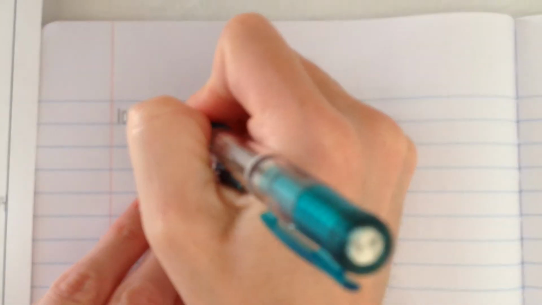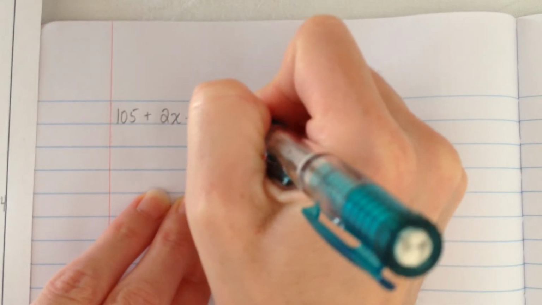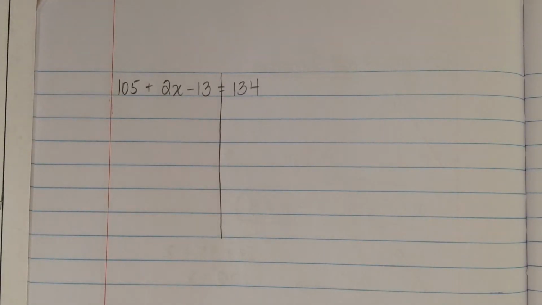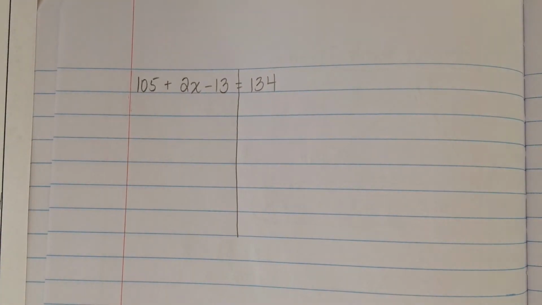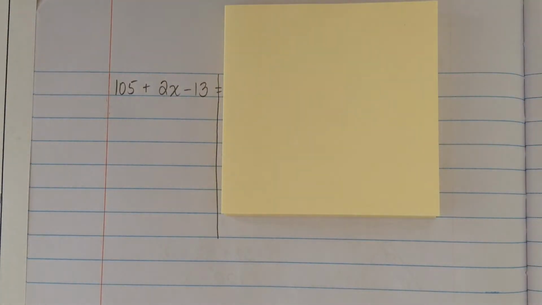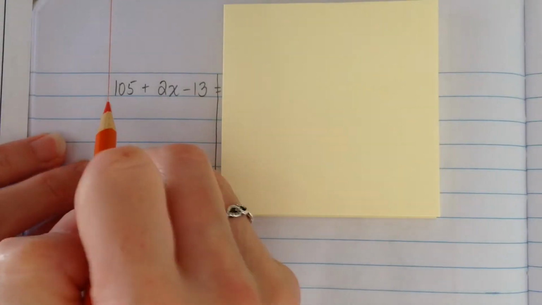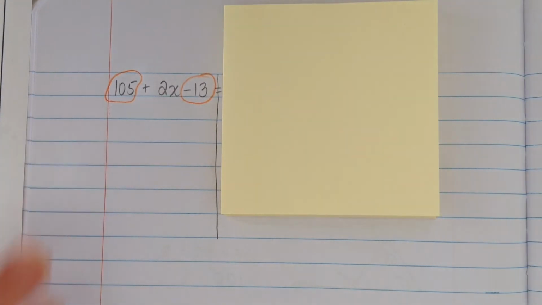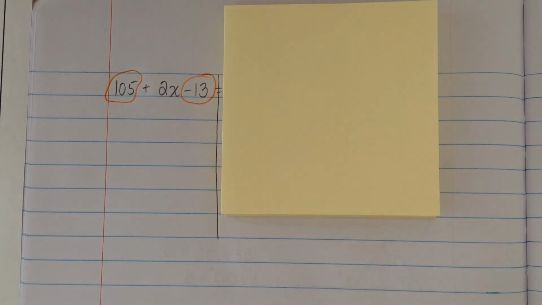All right, so I'm going to put this down in my notebook and I'm going to work it through. 105 plus, I don't really need those parentheses, 2x minus 13 equals 134. All right, let's put our line down the middle of our equation. The first thing I want to do, I see that on this side of my equation, I have some like terms that I can combine. So I can go ahead and do that first. I've got 105 and a minus 13. 105 minus 13 equals 92.